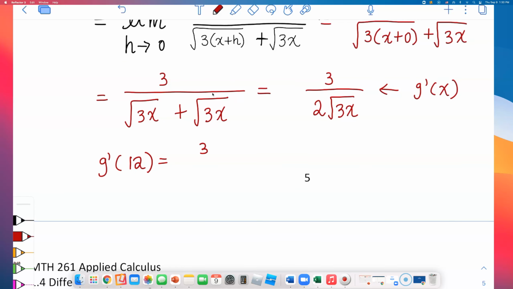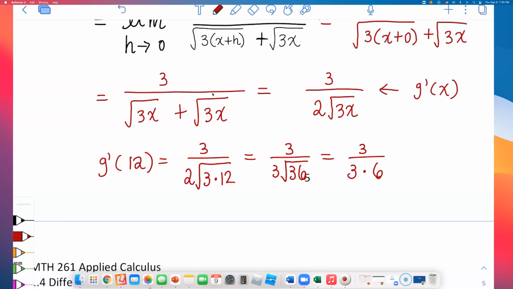I have to do 3 over 2 times square root of 3 times 12, which is 3 over 2 times square root of 36, 3 over 2 times 6. For some crazy reason, I changed that to 2, and I should not have done that, right? So that is 3 over 12, which is 1 over 4. So we found the slope. This is the slope.